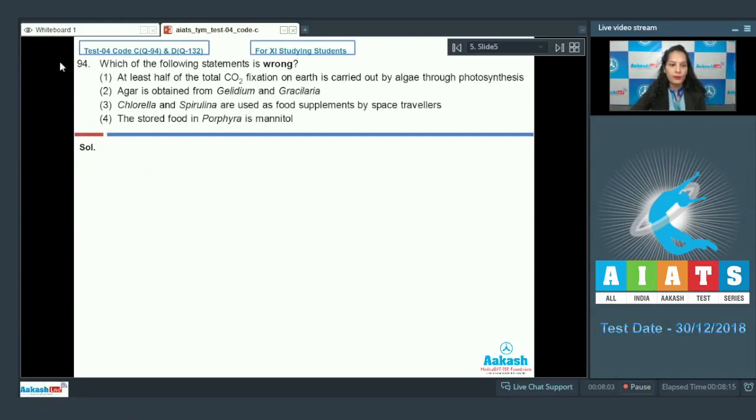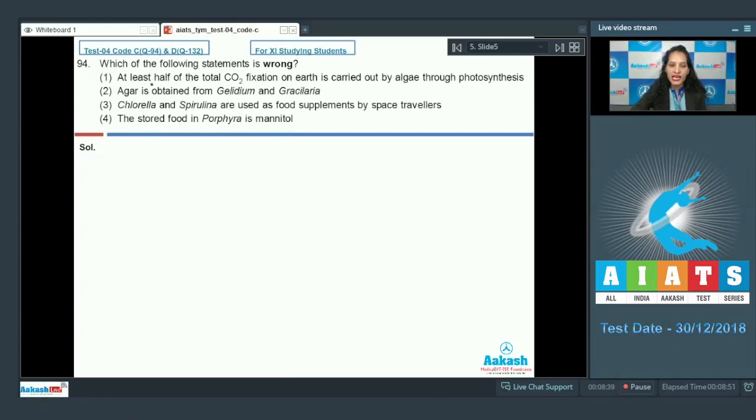Question number 94. Which of the following statements is wrong? First option, at least half of the total CO2 fixation on Earth is carried out by algae through photosynthesis. Second, agar is obtained from Gelidium and Gracilaria. Third, Chlorella and Spirulina are used as food supplements by space travelers. Fourth, the stored food in Porphyra is mannitol. In this particular question, you have to choose the incorrect statement or the wrong statement. So see the statements from 1 to 4.